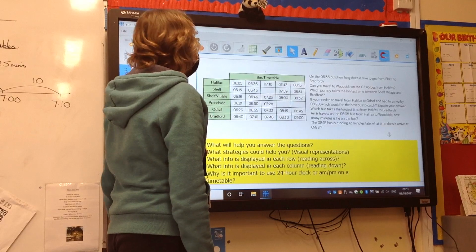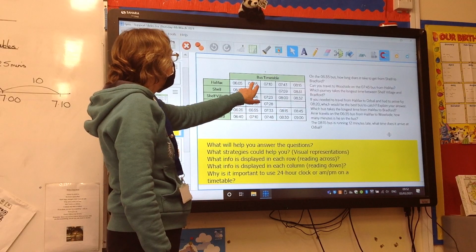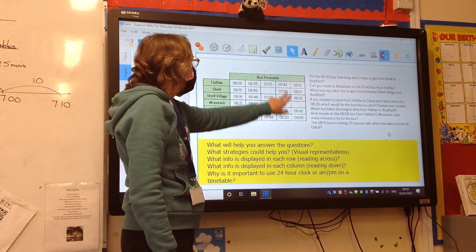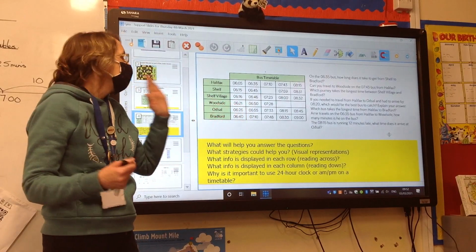Which bus takes the longest time from Halifax to Bradford? So you need to calculate from there to there, from there to there, from there to there. Whichever one is the longest time, that's the answer.